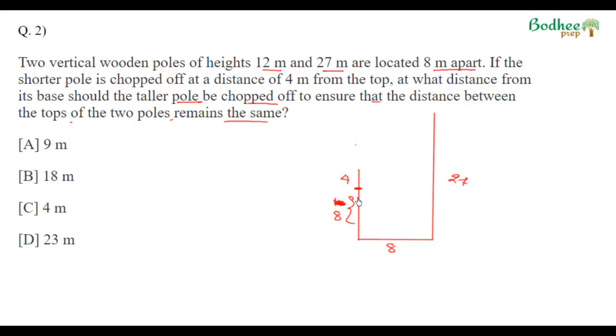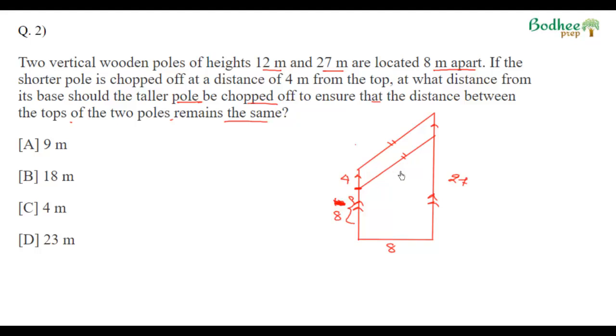Before the shorter pole was chopped off, the distance between the top of the two poles was this, right? We want that after chopping off the larger pole, the distance should remain the same. So we can say that this should be the new distance and these two should be equal. In fact, it should become a parallelogram. Now why is this a parallelogram? Because these are two parallel lines, as well as these two poles are also parallel lines. So we can say that this is also parallel to this. So opposite sides are parallel. If the two pairs of the opposite sides are parallel, then definitely the diagram so formed is a parallelogram.